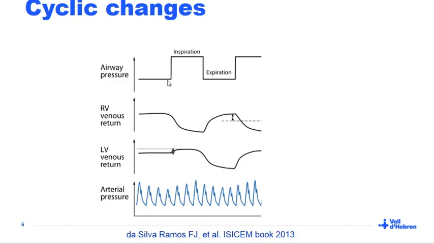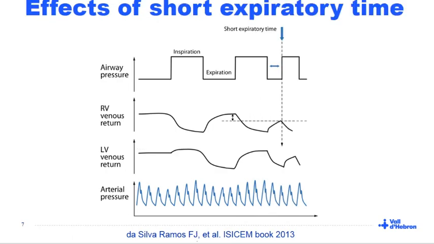As you can see, during the expiration, there is an increasing venous return of the right ventricle, a decrease during the inspiration, and then there is an increase in left venous return due to the squeezing of the blood vessels of the thorax. And again, in the expiration, there is an increase in the right ventricle venous return and a decrease in the left ventricle venous return. And it makes cyclic changes in the arterial pressure curve. But if we shorten the expiratory time, obviously we'll leave less time for the right ventricle to fill. So the venous return is decreased, and it will also be decreased after some beats in the left heart.